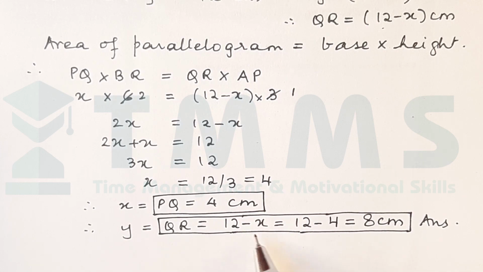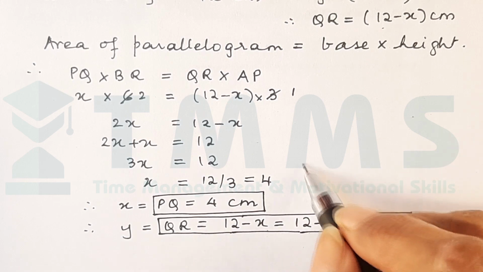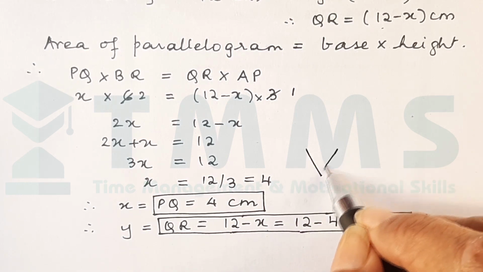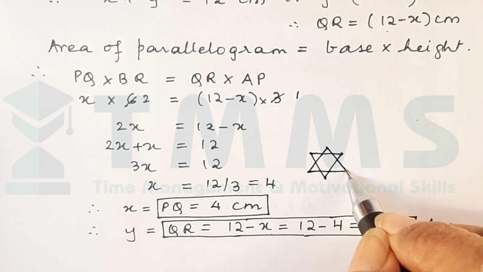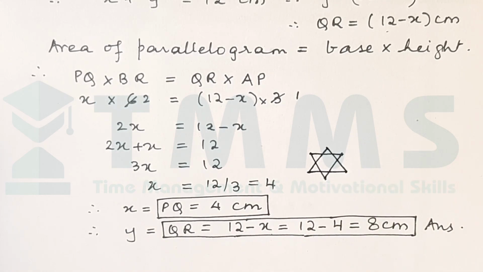Y, which is QR, is 12 minus x. It becomes 12 minus 4, which is 8 centimeter. You got that right. Give yourself a nice star. I hope you are collecting a good number of stars.